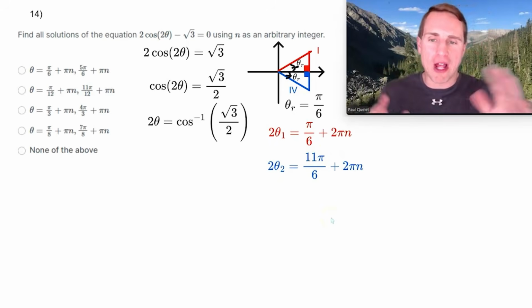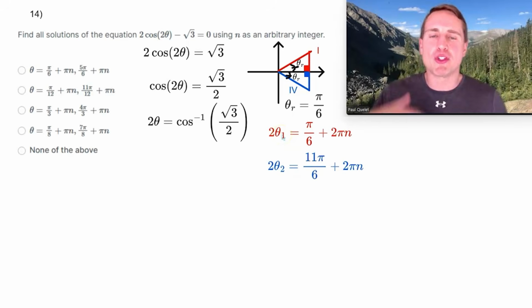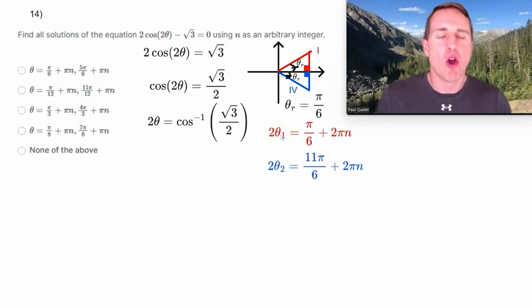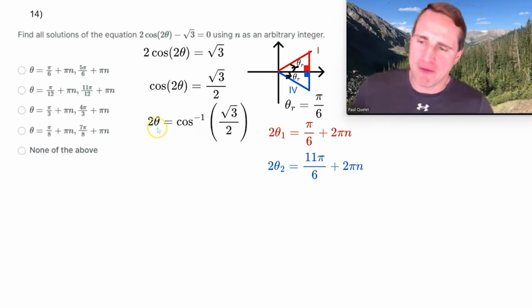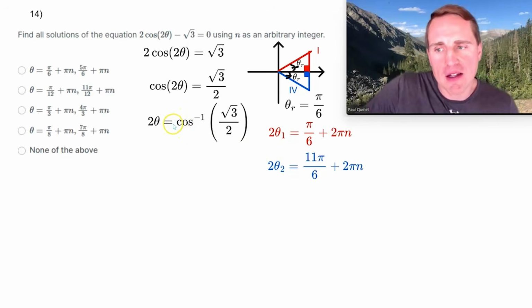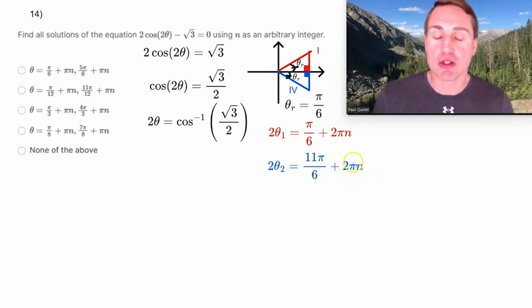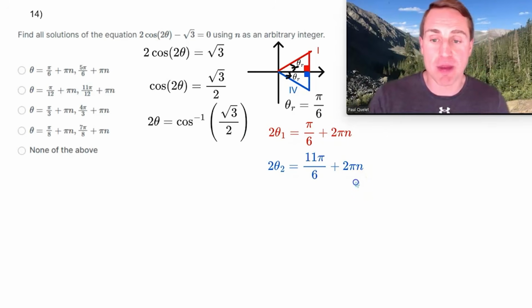So what I should have been saying a moment ago is that everything I was saying was correct, but remember that what I was saying was true for 2 theta 1, or 2 times theta 2. At first, by just taking inverse cosine, we were solving for 2 theta as opposed to theta. So we need to divide each of these by 2. So to get our final answer, we need to divide each of these by 2.